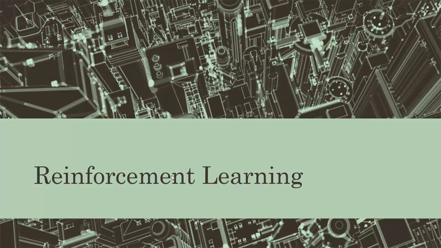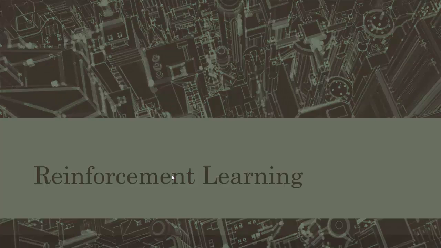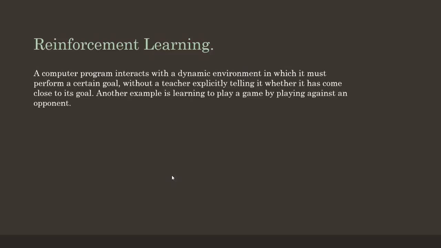Last, reinforcement learning. Let's talk about a practical example first. We all play games. Nowadays, every 3 days there is a new game in the market. But we don't know how to play it. So what do we do? We just start playing it. And we get stuck at some level. Then what will we do? We will replay it, replay again and again, try to improve and go ahead. So reinforcement learning is something like that. A computer program interacts with a dynamic environment in which it must perform a certain task or goal without a teacher explicitly telling it whether it has come closer to its goal.